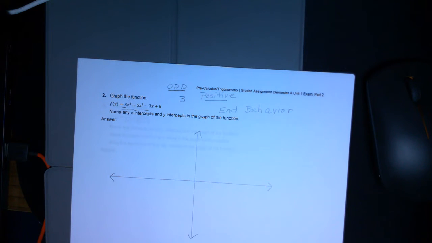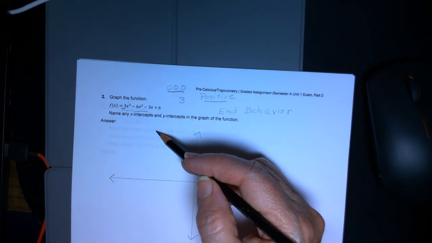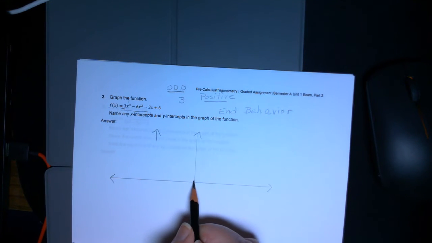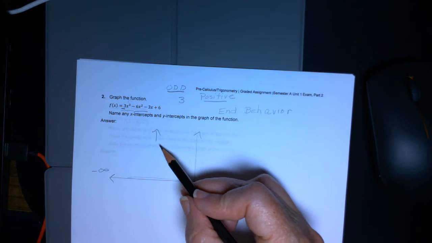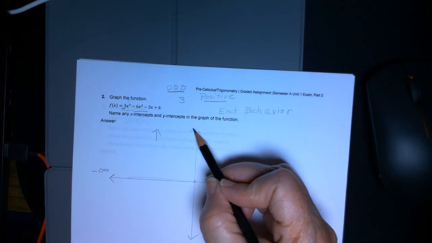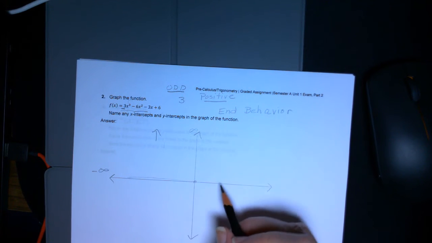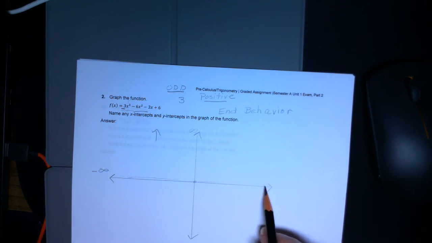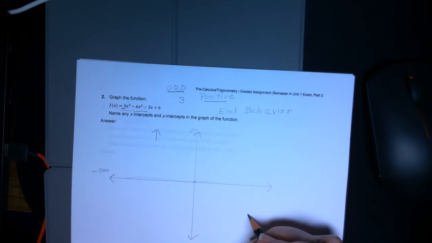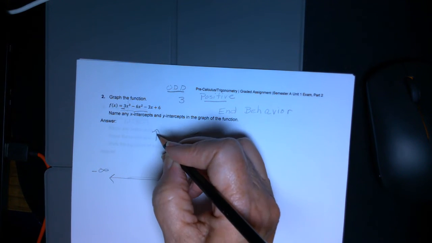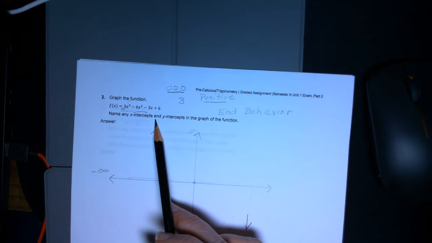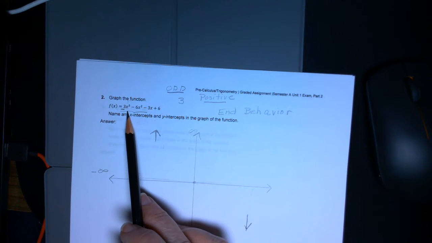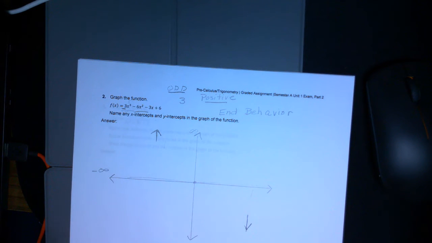So on my end behavior cheat sheet, as we start at 0 and x goes to negative infinity, the y is going to go down to negative infinity. Then as x goes to positive infinity in this direction, y is going to go up. So it's going to look something like this. We're just sketching it in. To help fill that in, we need to find our x-intercepts. So we need to factor 3x cubed minus 6x squared minus 3x plus 6.